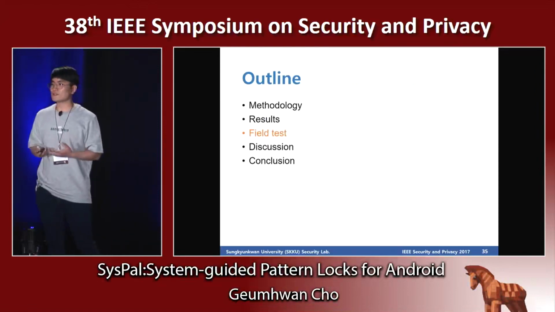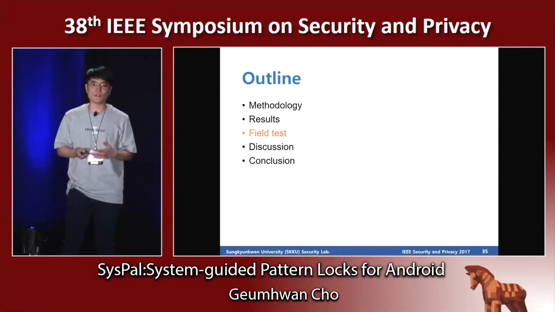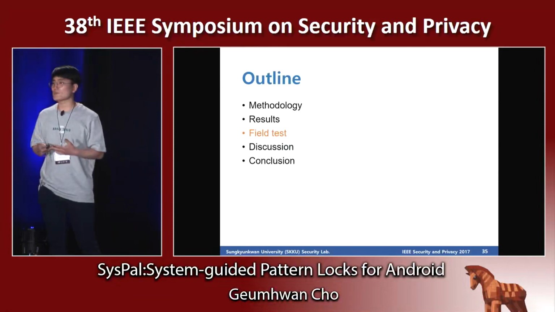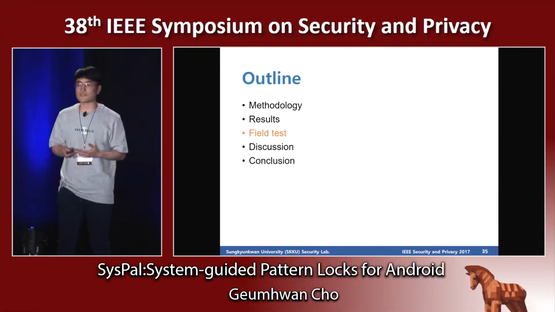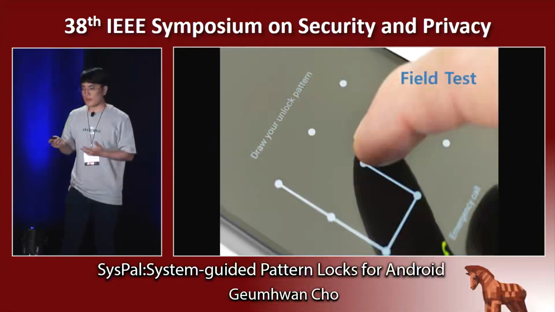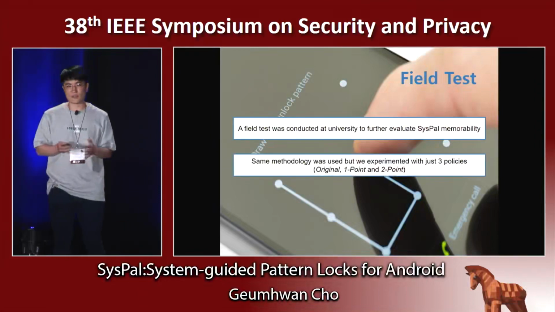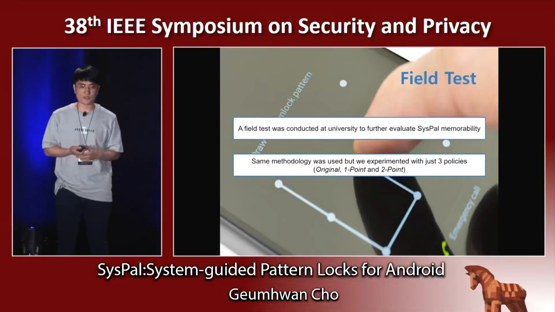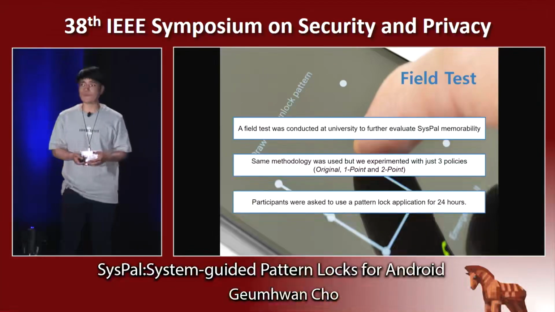However, our first study has a limitation because people unlock their phone more than 3 times per day, so we cannot strongly claim anything about memorability. To address this limitation, we conducted a field test with a real-life scenario. The field test was conducted at our university, and the same methodology was used, but we experimented with just 3 polishes, and participants were asked to use a pattern lock application for 24 hours.